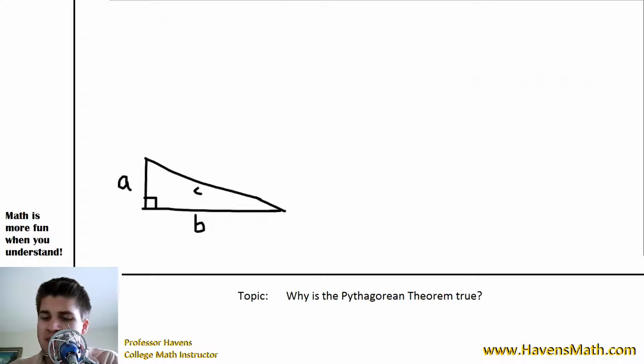Essentially what we're going to start off doing is make a square. We're going to superimpose a square on top of this triangle, sitting on the side of it. Basically, take the length C, the hypotenuse, and make a square out of that C. That's a little bit off.